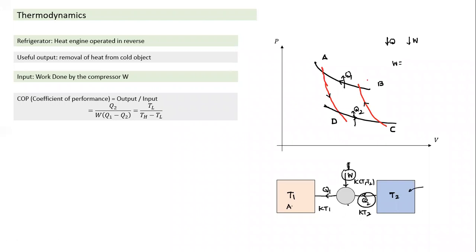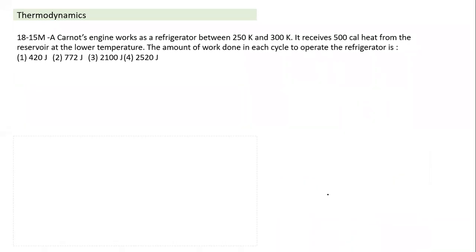So what is the coefficient of performance? This term divided by this term, which is nothing but T2 divided by (T1 minus T2), or I can call it the lower temperature divided by the higher temperature minus the lower temperature. That's the coefficient of performance. And if you understand this, there is absolutely nothing to memorize, and you will not go wrong also.